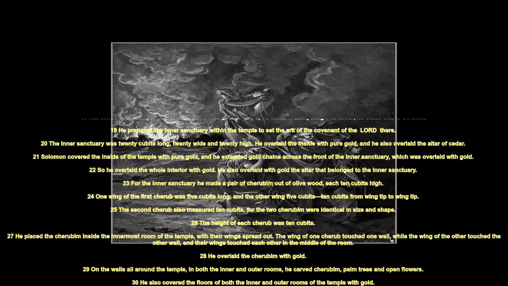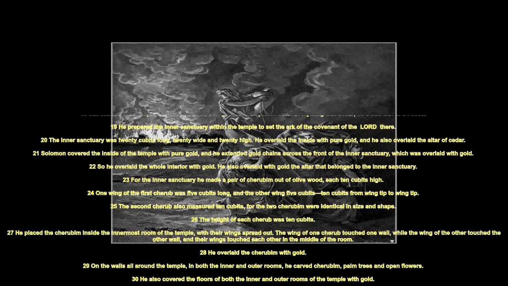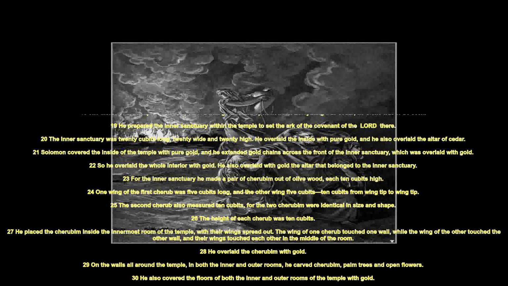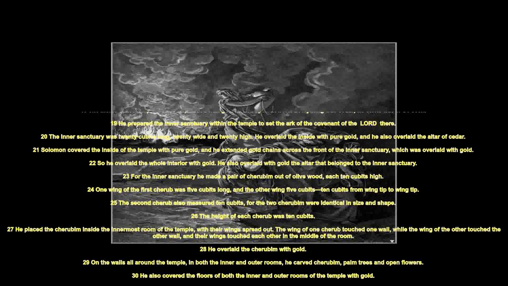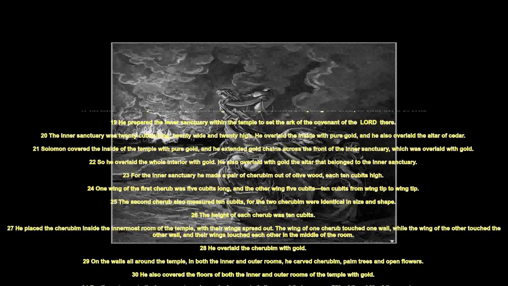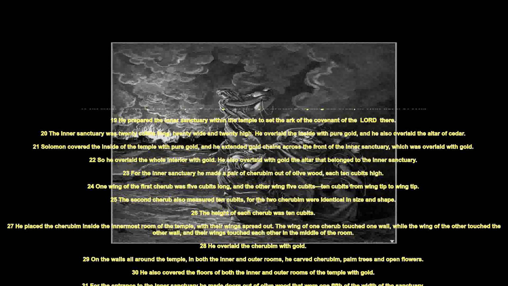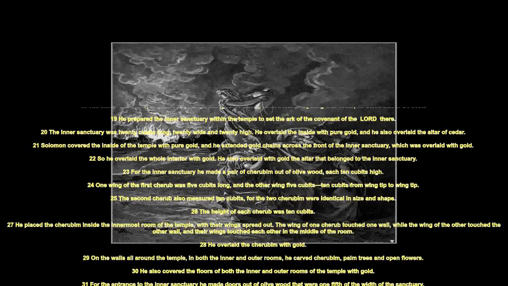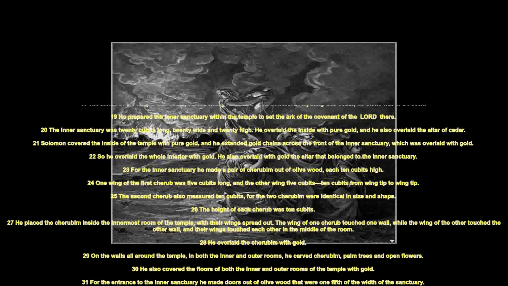1 Kings. Chapter 6. Verse 1. In the 480th year after the Israelites came out of Egypt, in the 4th year of Solomon's reign over Israel, in the month of Ziv, the 2nd month, he began to build the temple of the Lord. Verse 2. The temple that King Solomon built for the Lord was 60 cubits long, 20 wide and 30 high.